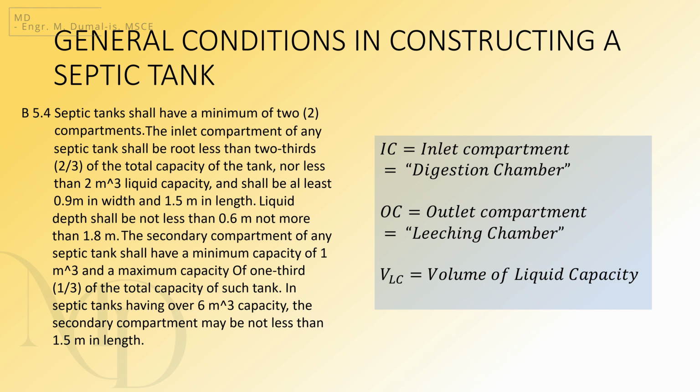The secondary compartment, also known as the leaching chamber, should have a volume of at least 1 cubic meter, and not more than 1/3 of the total tank capacity. For tanks larger than 6 cubic meters, the length of the secondary compartment must be at least 1.5 meters. To make calculations easier, we can use standard abbreviations. IC refers to the inlet compartment or digestion chamber. OC refers to the outlet compartment or leaching chamber. And VLC refers to the volume of liquid capacity.